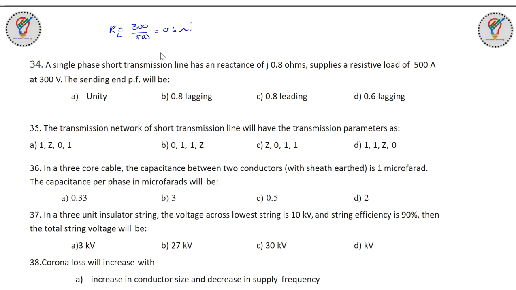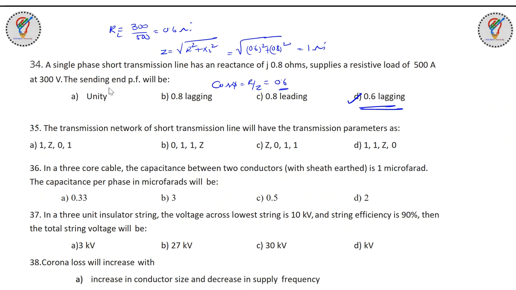Now find the impedance value. Z is equal to square root of R square plus XL square. So the square root of 0.6 squared plus 0.8 squared, you will get 1 ohm here. Now power factor: cos phi is equal to R by Z, which is 0.6 here. Since the transmission line has inductive reactance, 0.6 lagging is the answer.